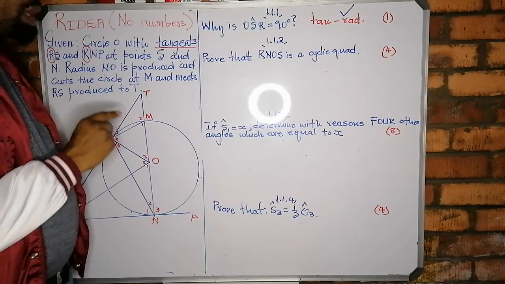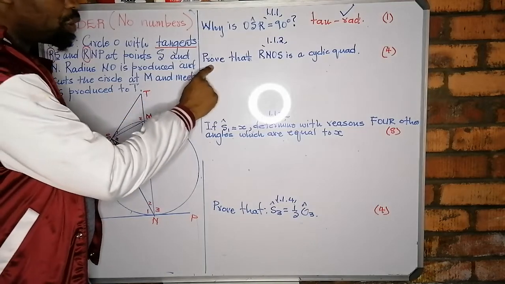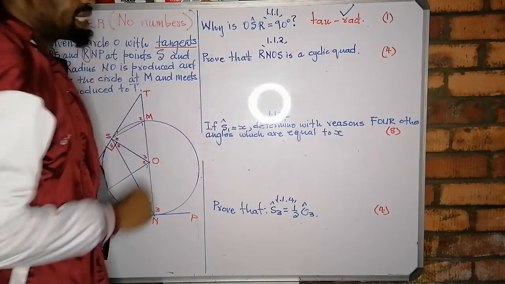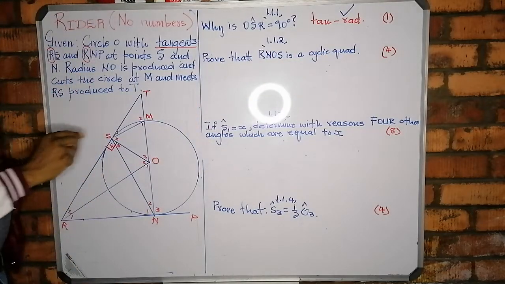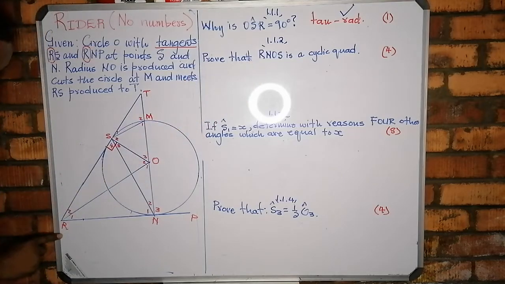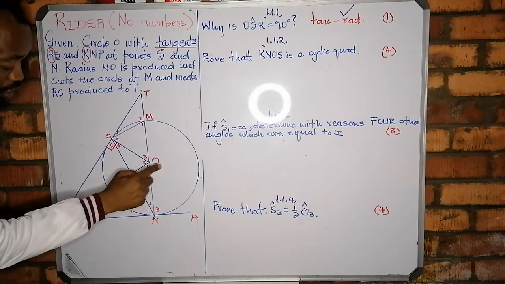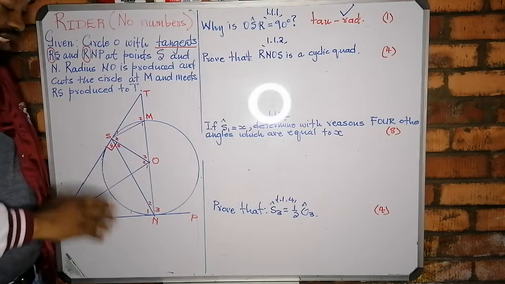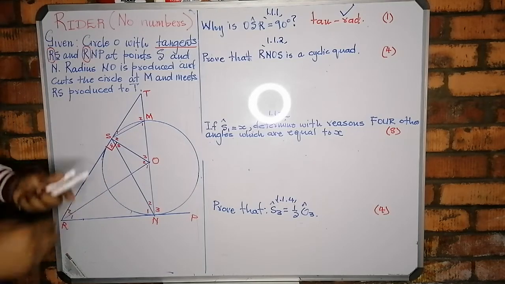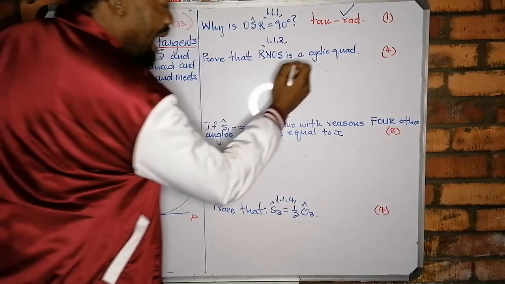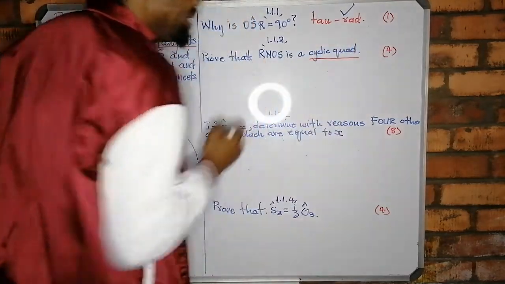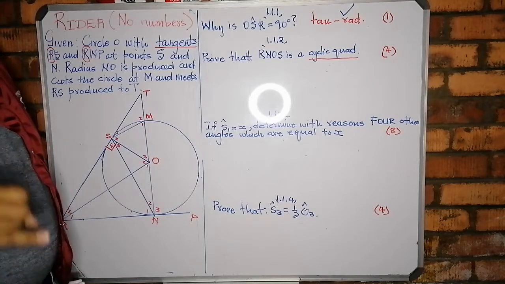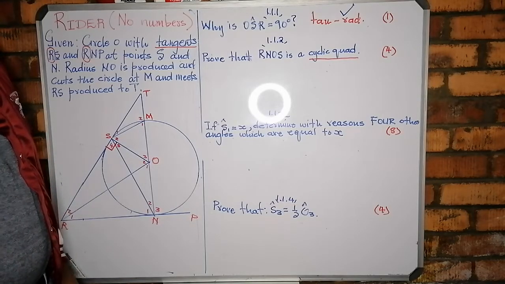Now, next question. Prove that RNOS is a cyclic quad. Let's go to that. RNOS. We must prove that this is a cyclic quadrilateral. Now, let me underline that again. I said, state theorems with understanding.